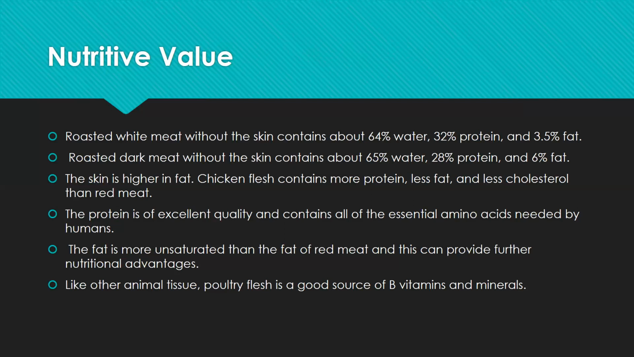So if we compare this with red meats, there's a presence of more unsaturated fat than the fat which is present in the red meat, and it would surely provide nutritional benefits to the people. And because of the high protein to fat ratio, chicken is a favored option for the people who want to restrict the fat intake and who want to have more protein in the diet.